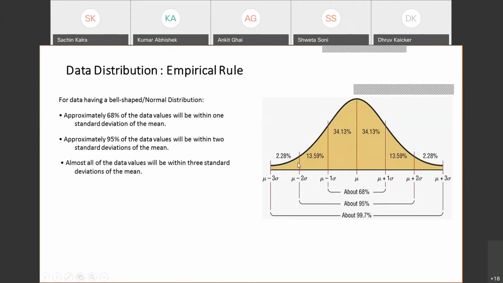And this is the empirical rule. This is also called the central limit theorem. I forgot to write it here. It's also called the central limit theorem. That 68% of the data values will be within one sigma, 95% within two sigma, and 99.7% within three sigma. Sigma is the name of the symbol which denotes the standard deviation.